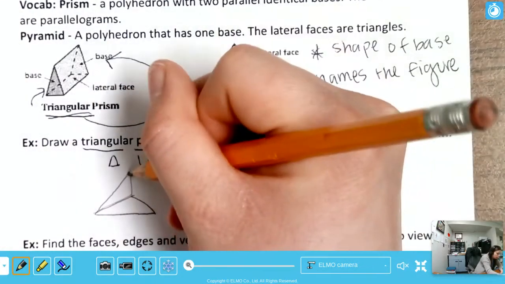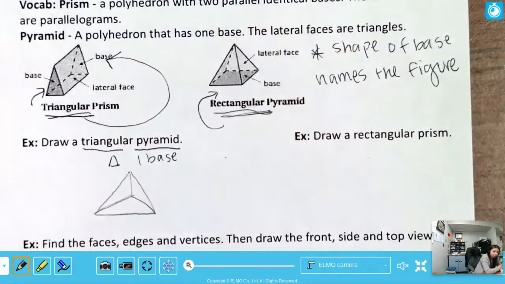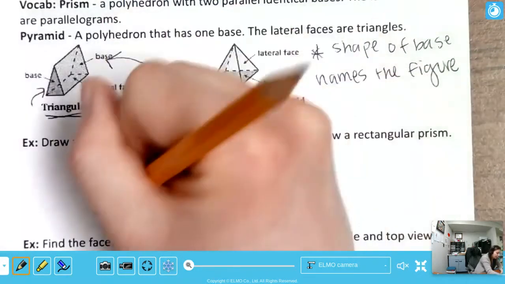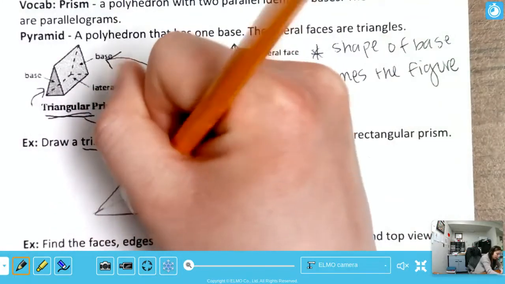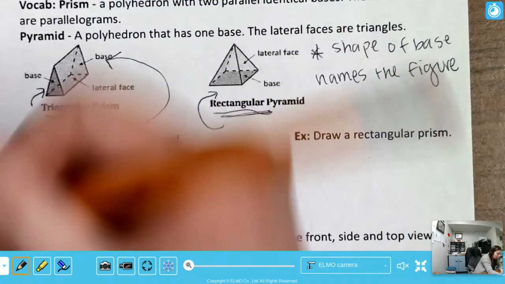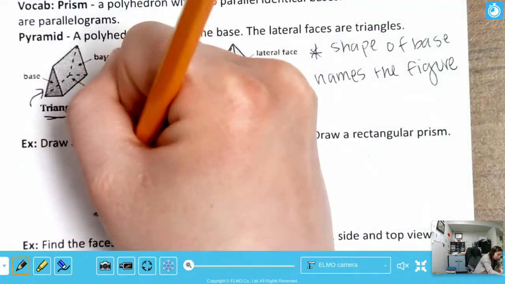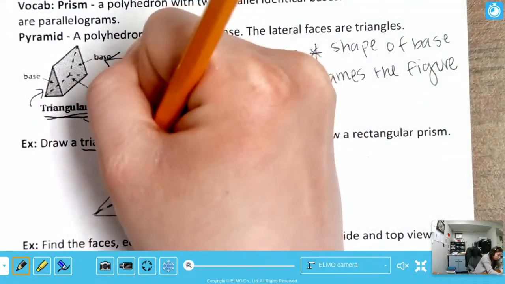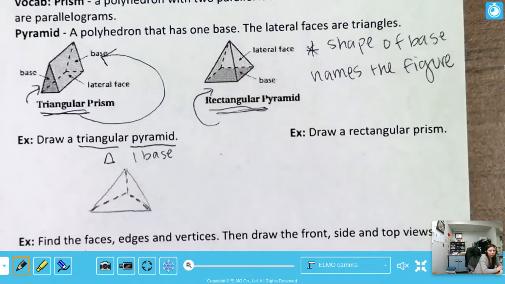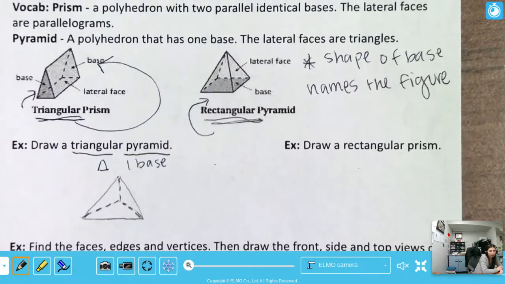1, 2, 3. Now this doesn't look the best ever, and that's because we don't have any dashed or dotted lines like these had. So we're going to go ahead and erase these lines that would be kind of on the back of our pyramid. I'm going to lightly erase them and redraw them, but dashed or dotted to help give it a little bit more of a 3D look. So here is our triangular pyramid. Again, it's a pyramid. It has one base. It's triangular, so that means the base is a triangle.